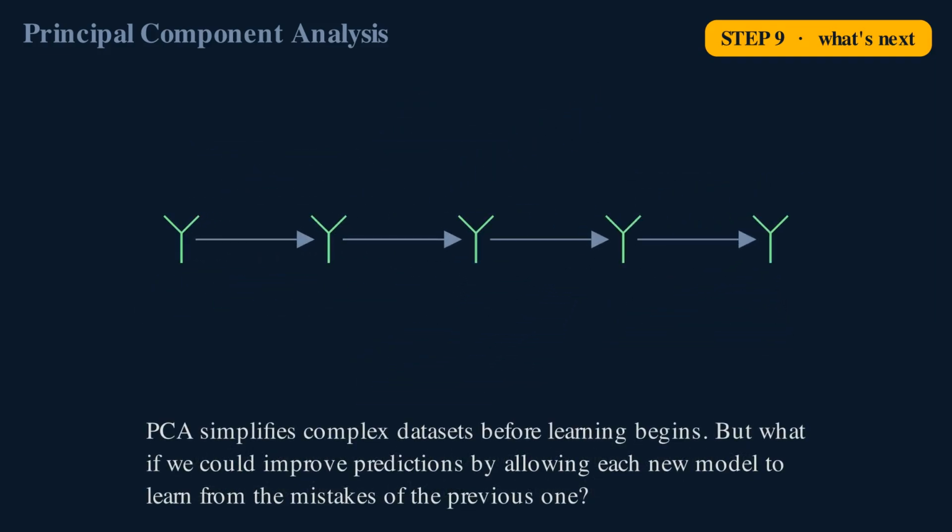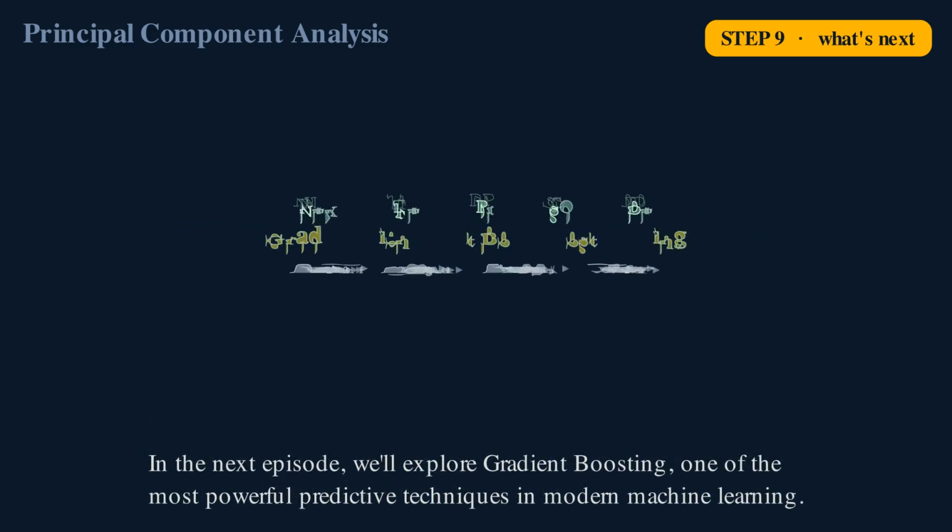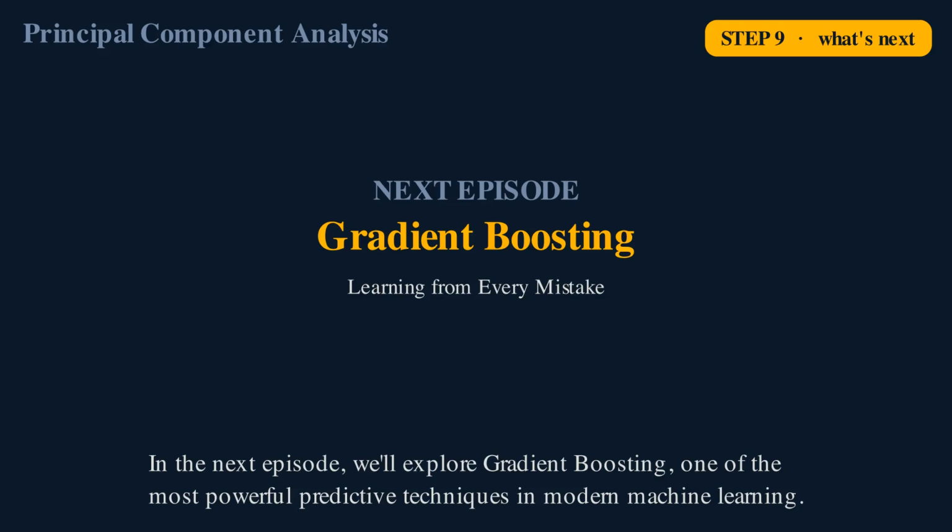But what if we could improve predictions by allowing each new model to learn from the mistakes of the previous one? In the next episode, we'll explore gradient boosting, one of the most powerful predictive techniques in modern machine learning.